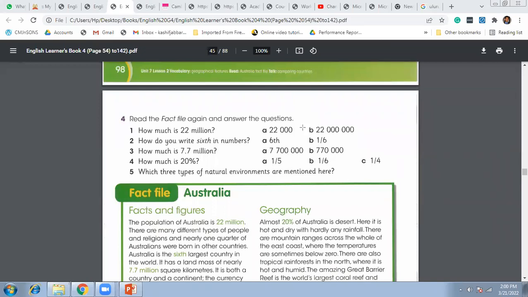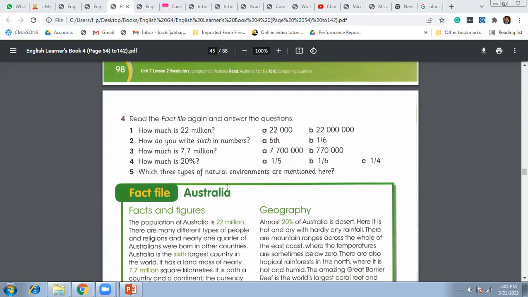How much is 22 million? So this B option is correct. How do you write sixth in numbers, like this way? And how much is 7.7 million? This, how much is the 20%? That is here, right? So first is B, then 2, 3, 4 is A.